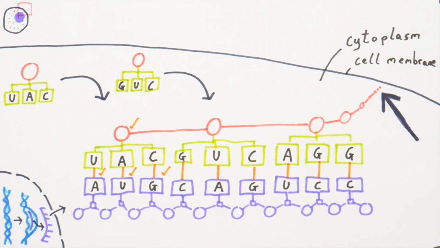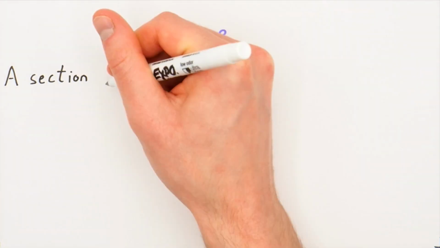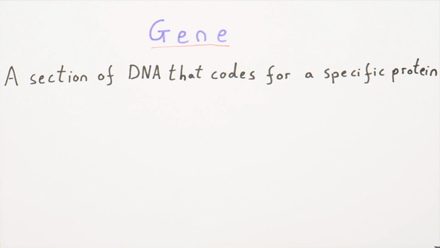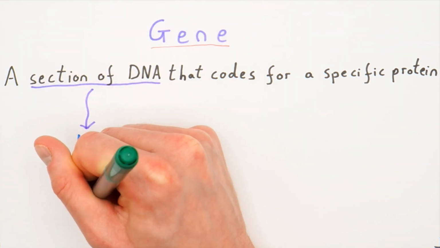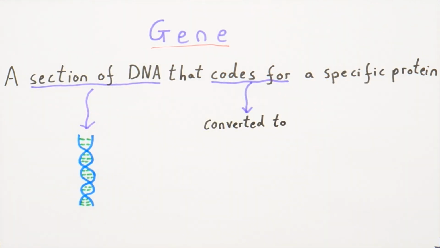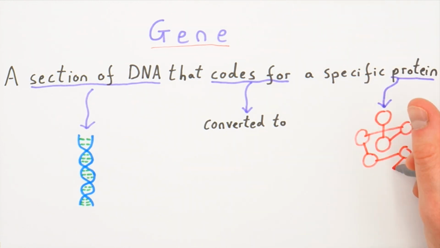A chain of amino acids. That's what a protein is. This chain of amino acids is a protein. The DNA has been copied, which has led to the production of a specific protein, which is exactly what our cell needed. Which now brings us to a new, very important word: a gene. A gene is a section of DNA that codes for a specific protein. A section of DNA is just this, the codes for means converted to, and a protein is our chain of amino acids.